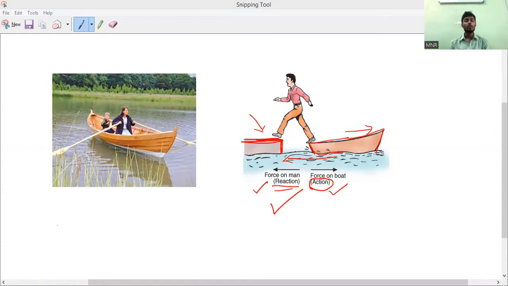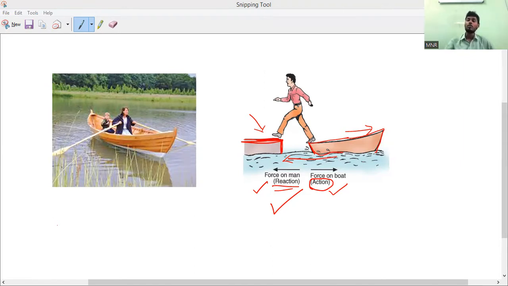Understand everybody? This force exerted by the boat on the man, we call reaction. Since the boat is floating in the water, it is not in a fixed position, so it will move backward due to the force exerted by the man. That is why it shows the backward movement because of the force exerted by the man. Do you understand everyone? Please respond. Yes, sir.